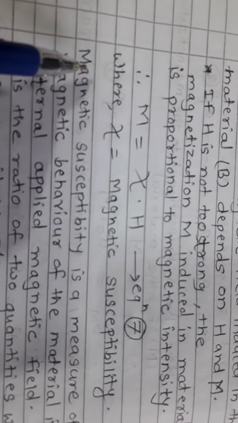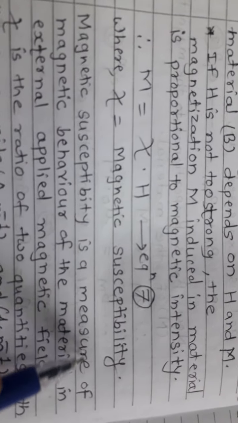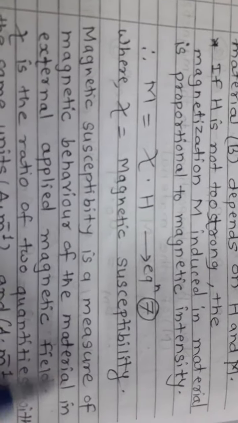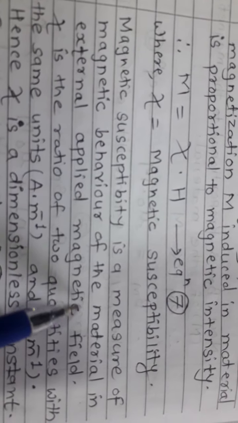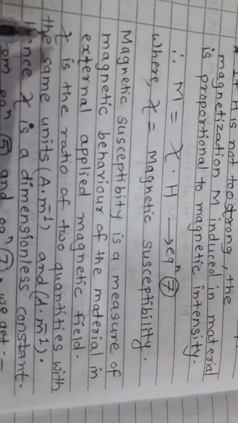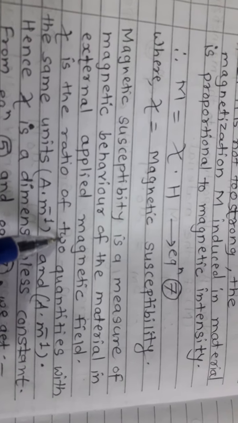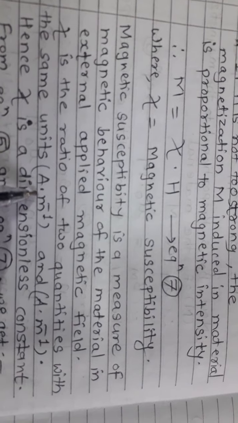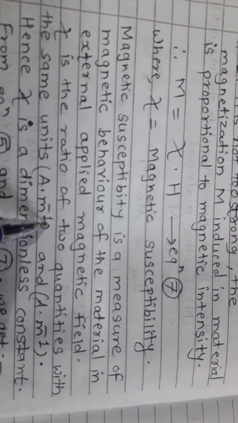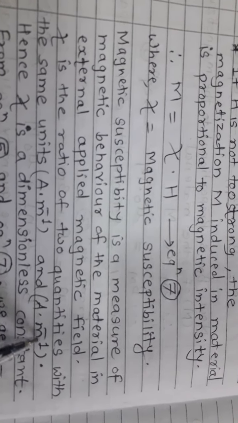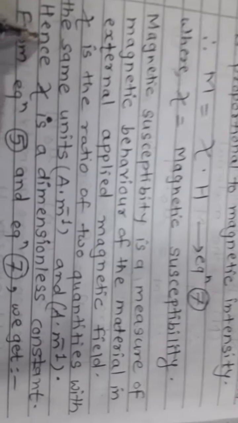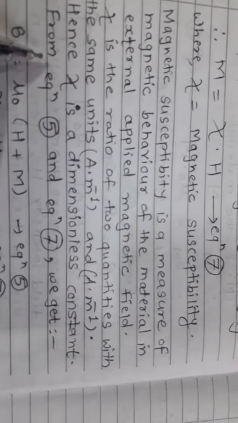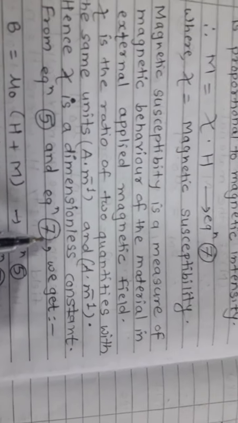See here, magnetic susceptibility is a measure of the magnetic behavior of the material in an external applied magnetic field. Psi is the ratio of two quantities with the same units, that is ampere dot meter raised to minus 1 and ampere dot meter raised to minus 1. Hence, psi is a dimensionless constant.